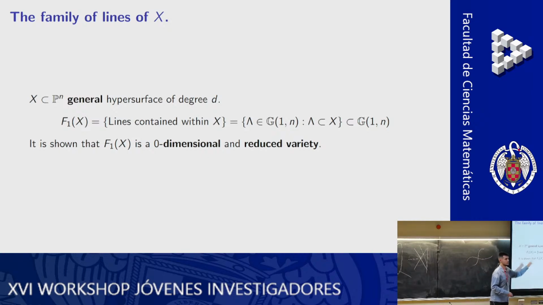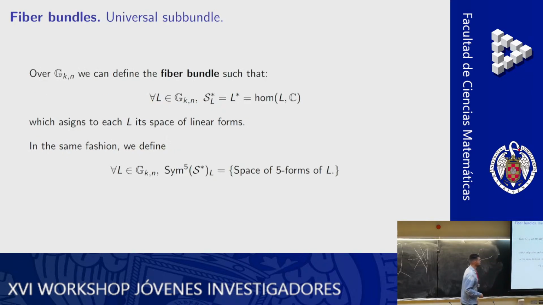Okay, reduced means that if you take the class of the subvariety and the class says that there should be 2,875 points, there are going to be 2,875 points. There are not going to be points with multiplicity or something like that. Okay. So, first step, universal subbundle.